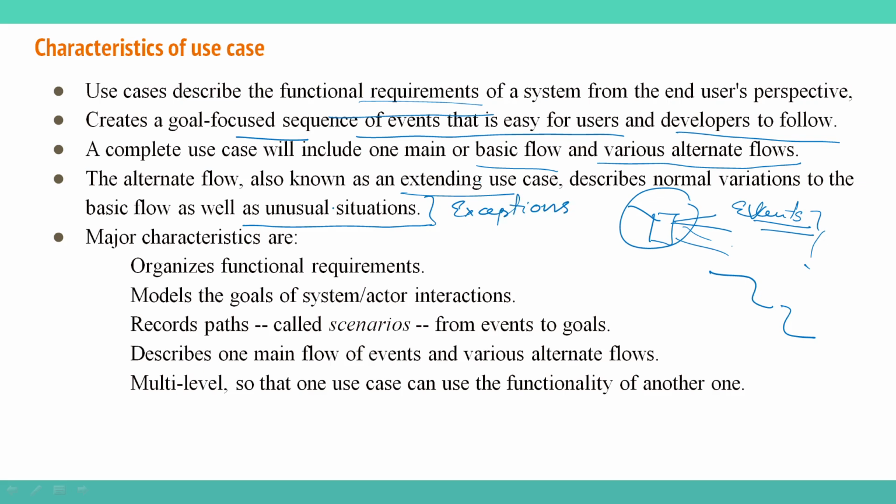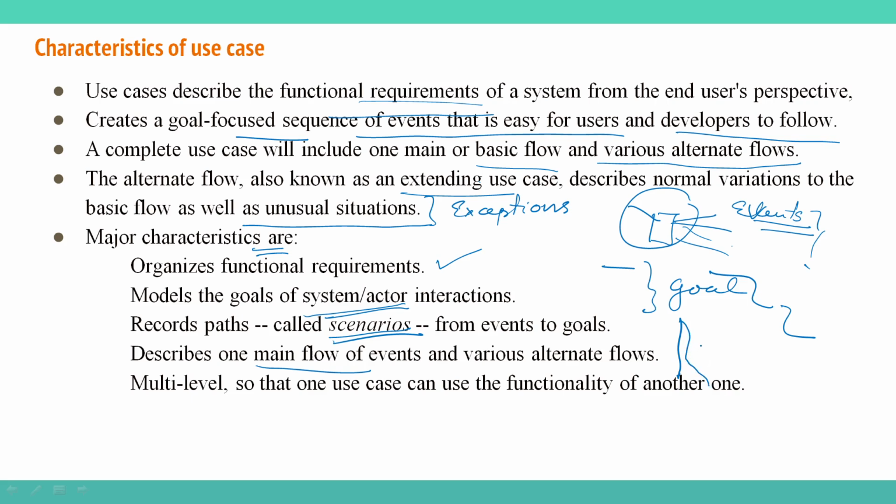So major characteristics are, it organizes functional requirements. No explanation needed. Models the goal system actor interactions, right? That is action and actors. Records the path called the scenario from events to goals, how your events are executed, and by executing the events how your goal will be satisfied. Describes the main flow of events and various alternate flows. So it gives how this particular thing will be flowing from top to bottom, and if there is anything alternative, that can also be represented.